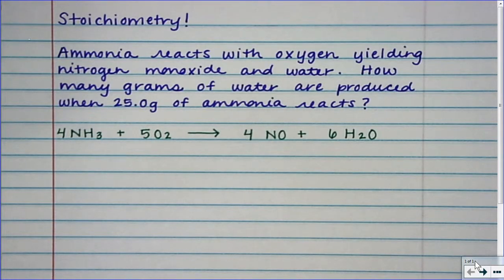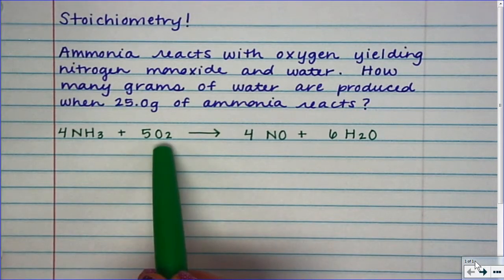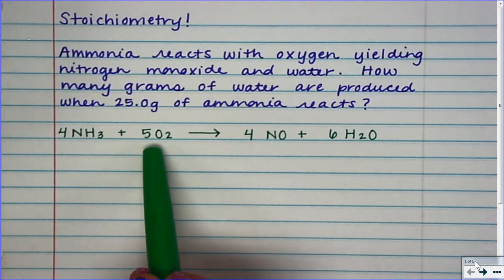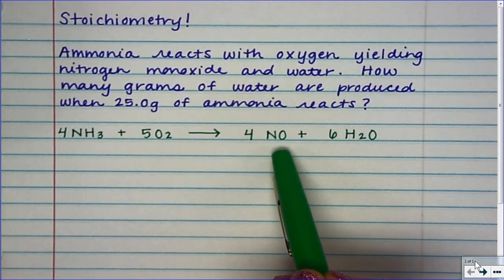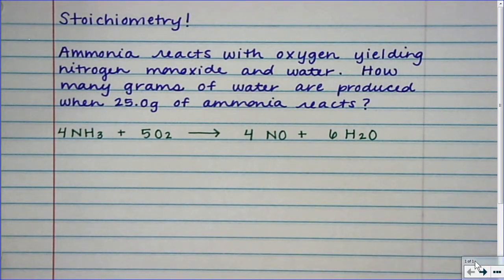The reason why is that our coefficients are actually the mole amounts that we need for a chemical equation to occur. You can see in front of NH3, the ammonia, you have a 4. That means we need 4 moles of ammonia for every 5 moles of oxygen for this reaction to proceed. When we have 4 moles of ammonia and 5 moles of oxygen reacting, we should be producing 4 moles of nitrogen monoxide and 6 moles of water. And we're going to use these molar ratios in our stoichiometry.